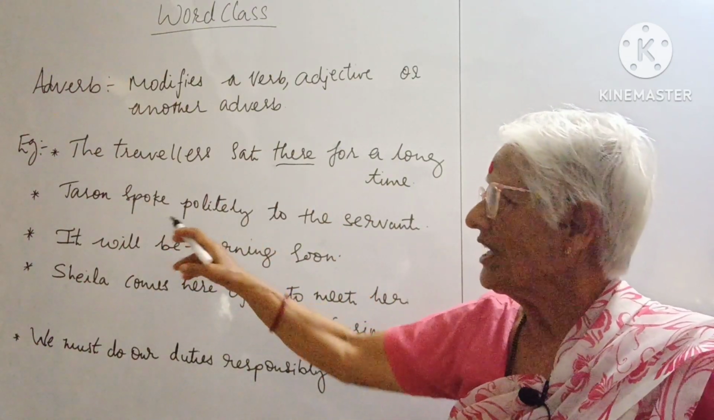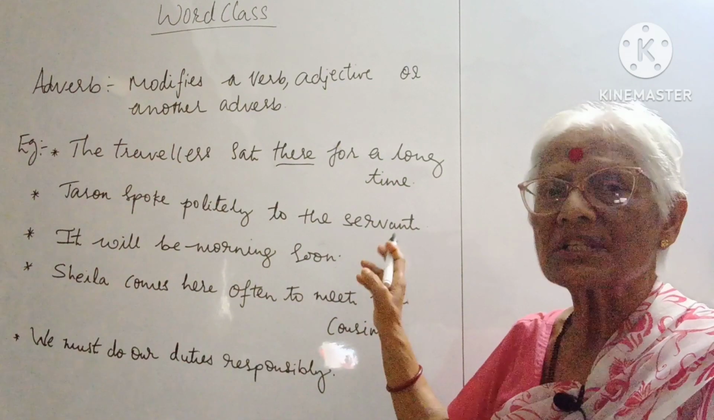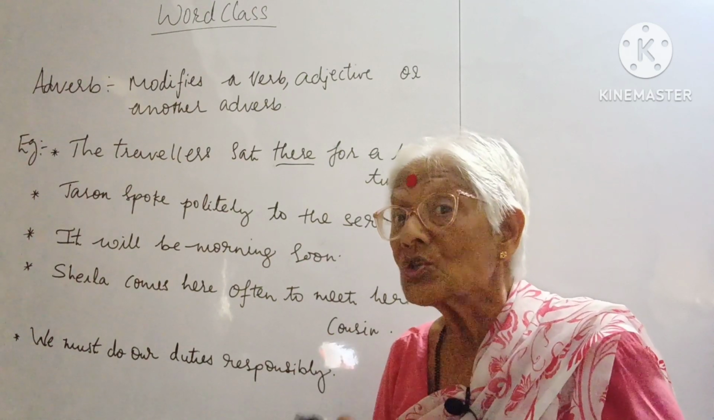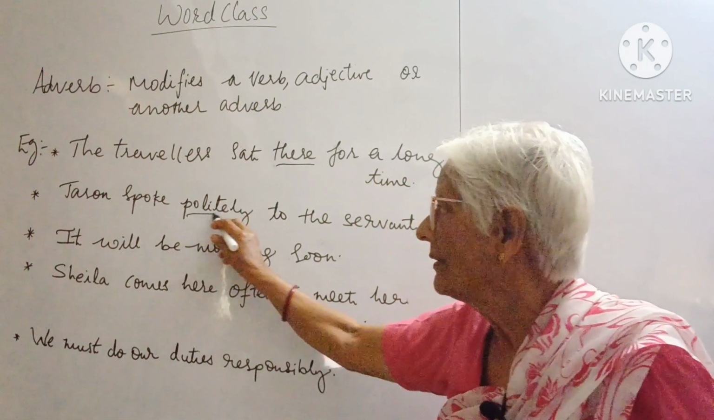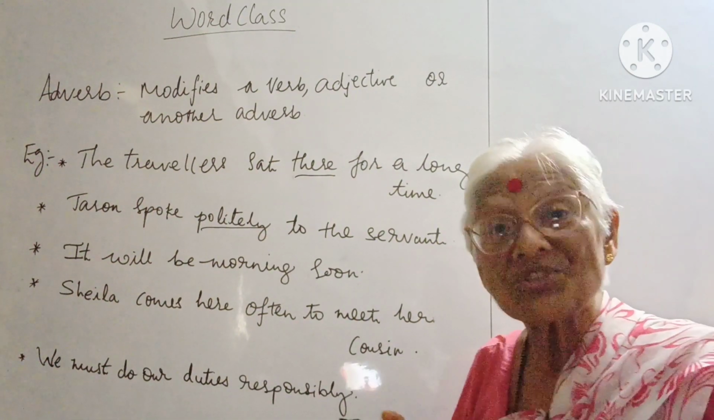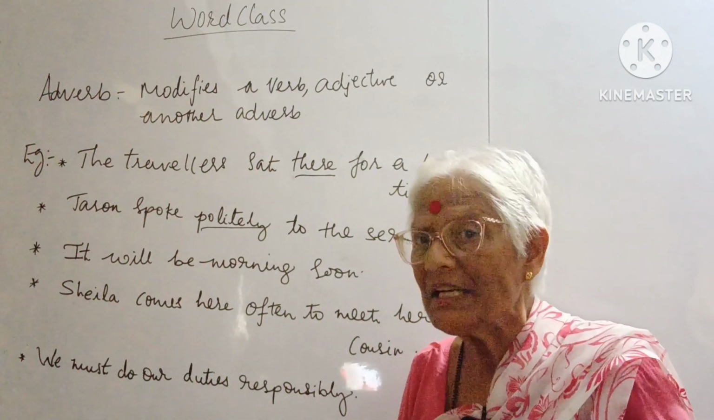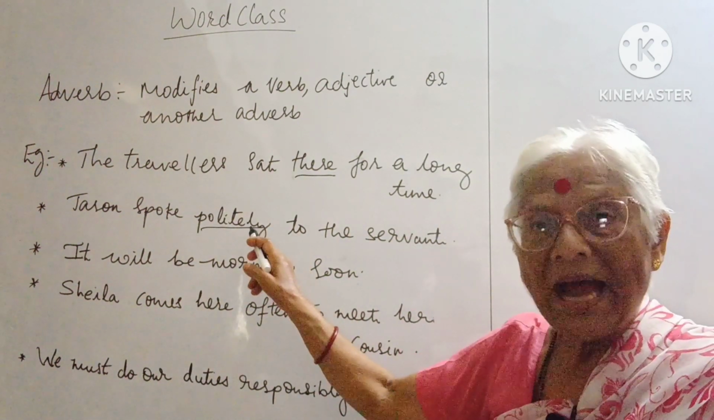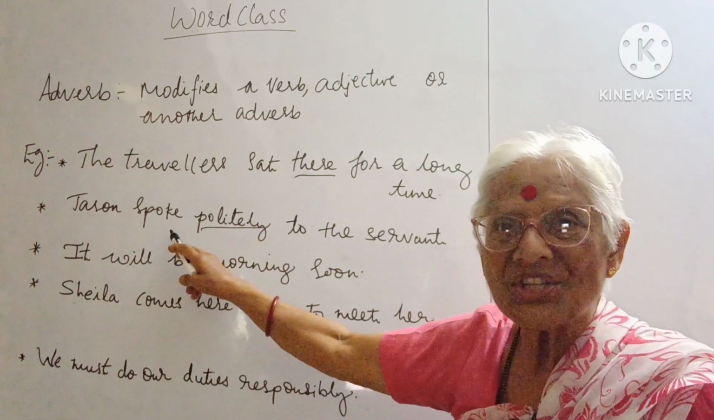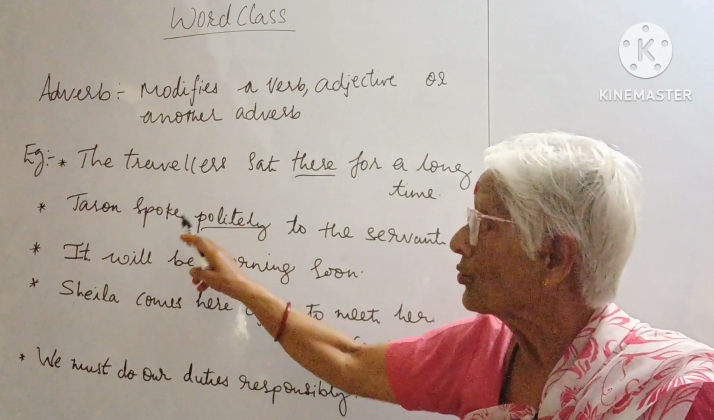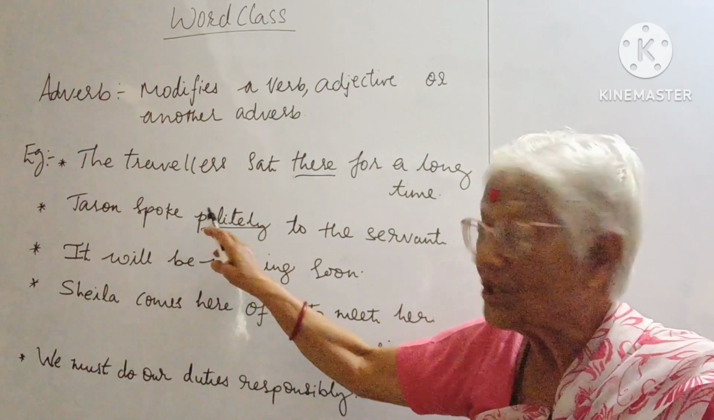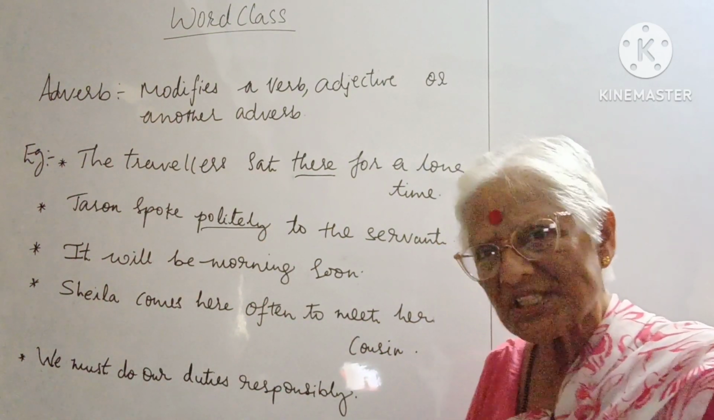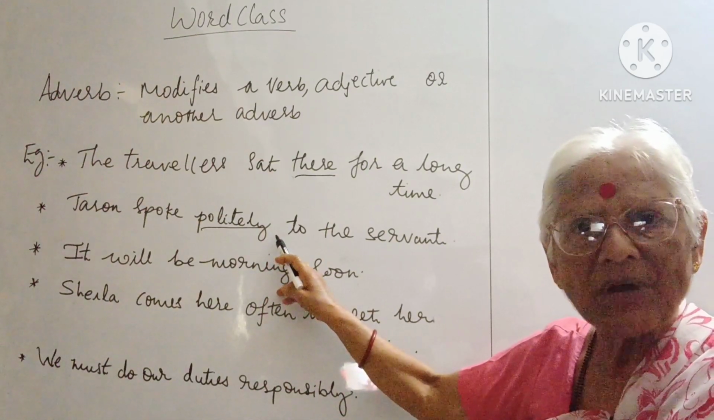Next one. Jason spoke politely to the servant. How did Jason speak to the servant? Spoke how? Politely. We've asked the question how. Though it is not a WH question, still we ask a WH question how in case of an adverb. Now, the adverb politely is placed adjacent to the verb spoke. So, it modifies the verb spoke. So, here politely is an adverb. Of course, it is an adverb of manner. But just remember that it belongs to the adverb family.